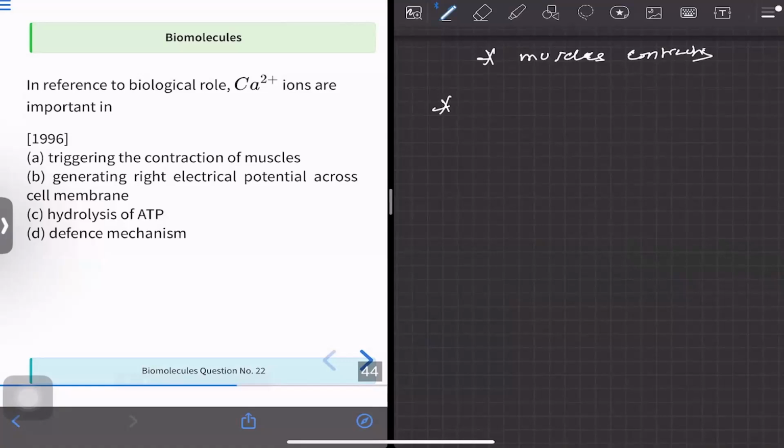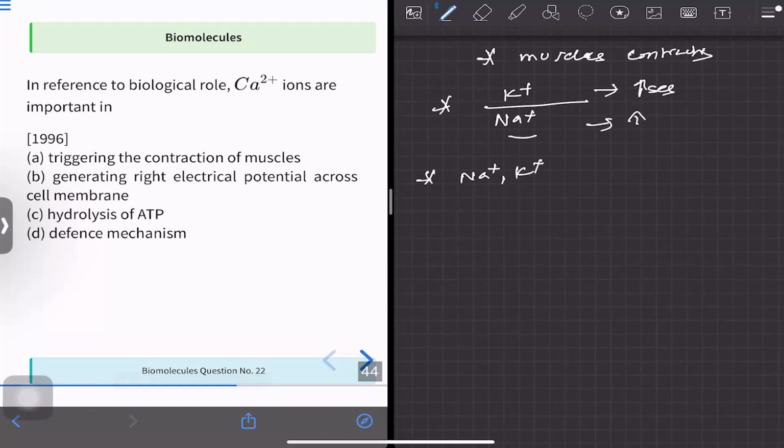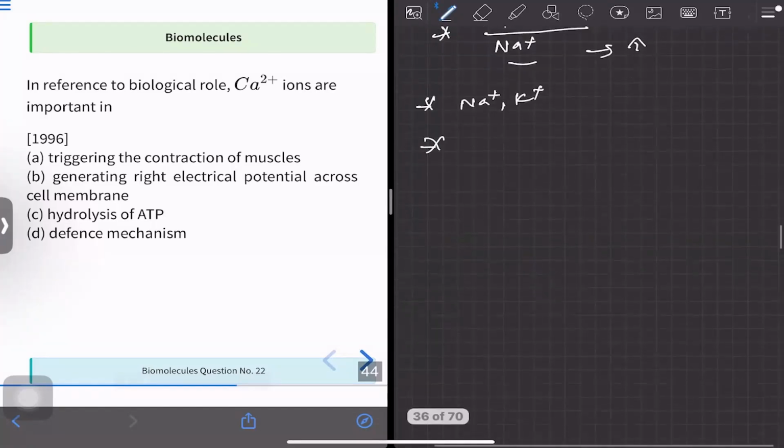Next, option B, generating right electrical potential across cell membrane. We all know that electrical potential is maintained across cell membrane by sodium and potassium. In intracellular fluid, the value of potassium is higher as compared to sodium. In extracellular fluid, sodium value is high. So these two ions maintain electrical potential across the membrane. So second option is incorrect.